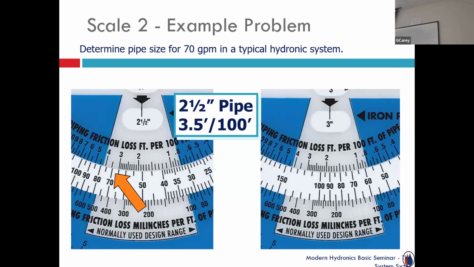But same thing, I line up the iron pipe. Next size after the 2.5 would be the 3. 70 gallons a minute, read straight up, 1.1, 1.2 feet of friction loss for every 100 feet of pipe. That's what it's telling us, scale 2.